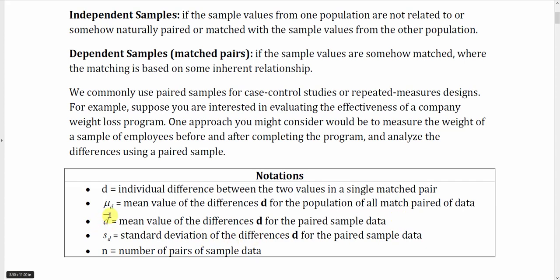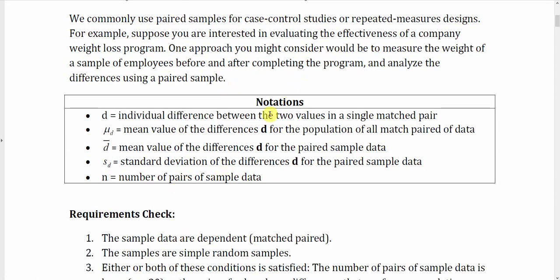D-bar, the D with the bar, is the mean value of the differences D for the paired sample data. And s sub D is the standard deviation of the differences D for the paired sample data. And n is the number of pairs of the sample data. Alright, so those are the notations we are using for this section.